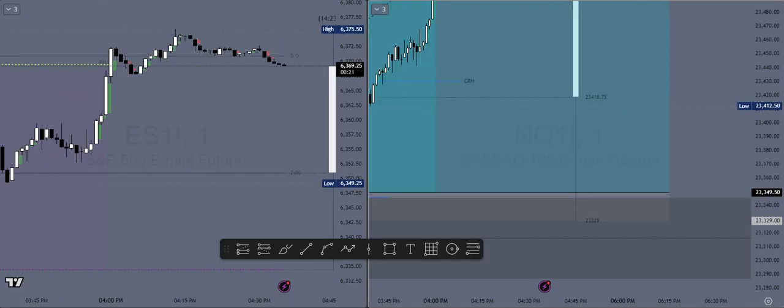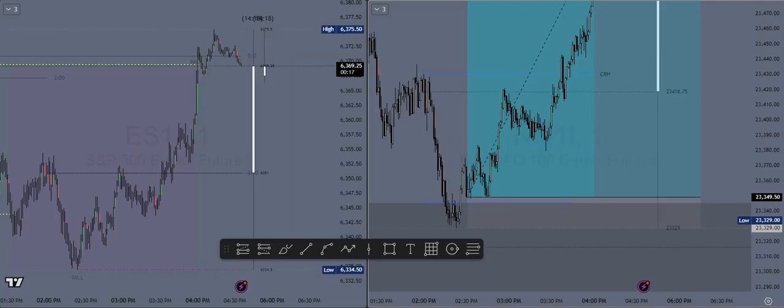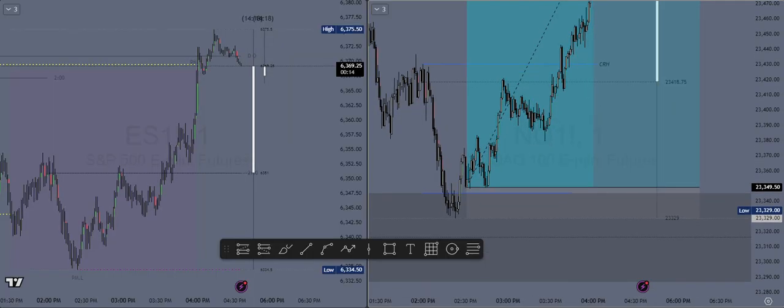We would then go on a 1 minute. I use this as an inverse for my entries. Highly recommend you guys doing the same thing if you guys want to use this trading strategy. Works on every time frame. Like I said, you guys need to work on your time frame alignment.